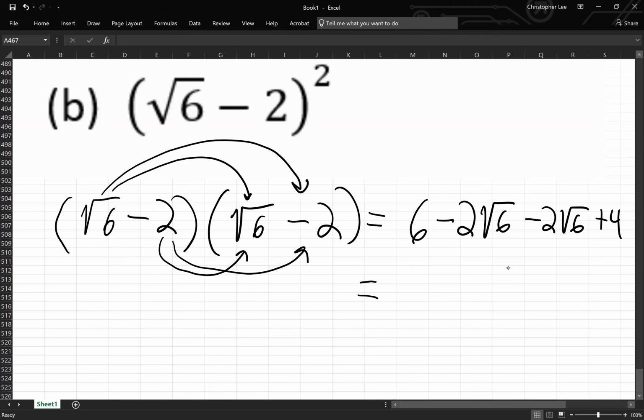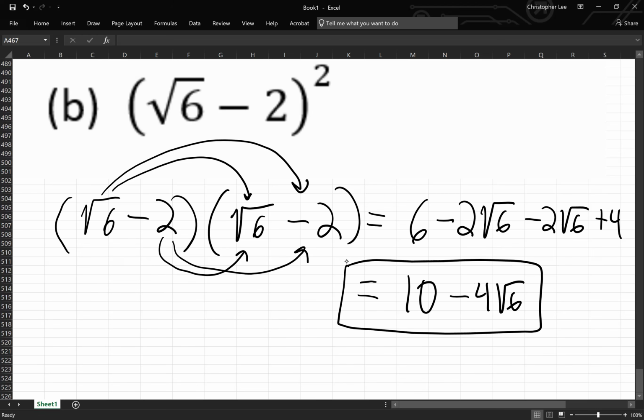And then we want to do what now? Combine like terms, all right? This is the hard part, so you might need your calculators, right? What's 6 plus 4? 10? All right, that's good. What's negative 2 square root 6 minus 2 square root 6? Negative 4 square root 6. And we're done. That's the answer. Okay.